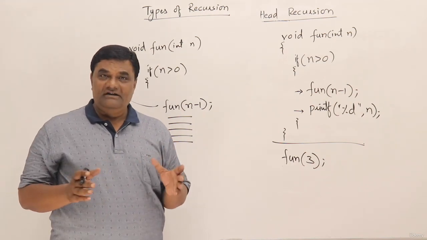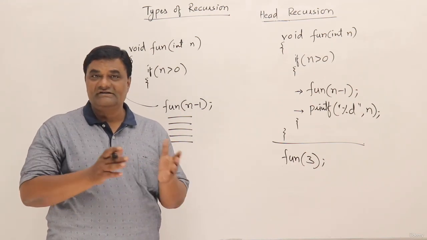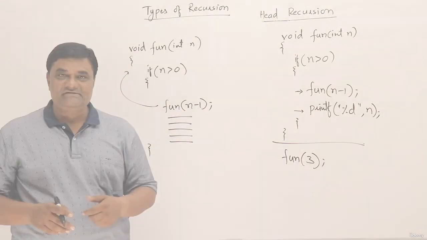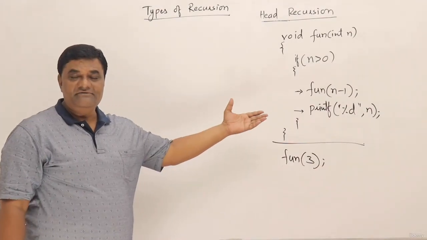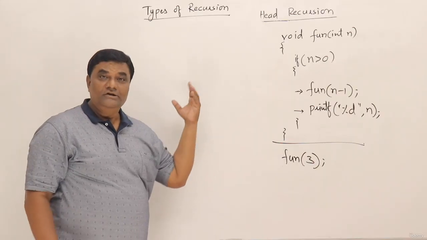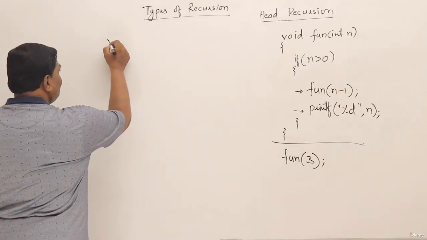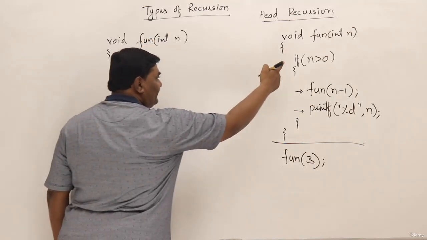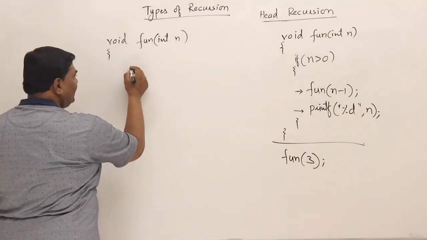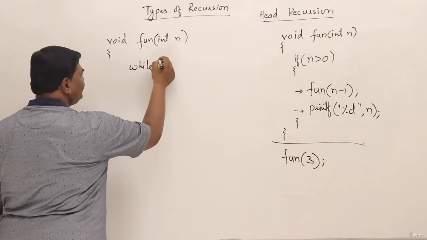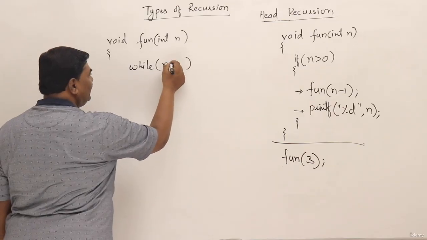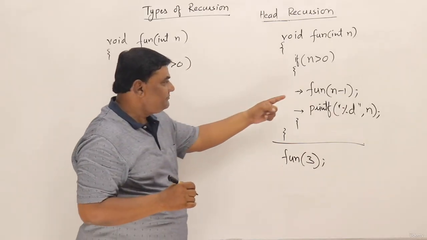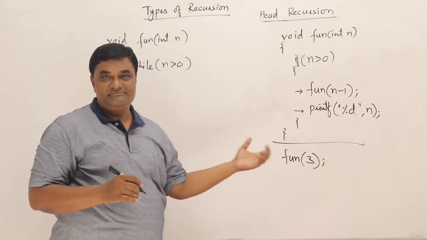Next, we will compare head recursion versus loop. Can we convert them into a loop? Let us discuss this. I will try to write the same function using a loop. So let me write here void function fun. Now instead of a conditional statement, I have to write a loop, that I already have shown you. So if n greater than 0. Now here, first it has to make a recursive call, then it is printing.